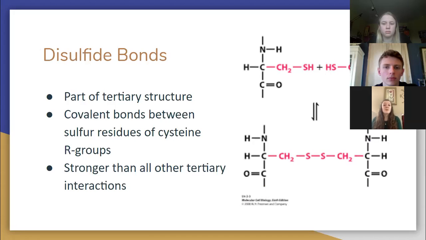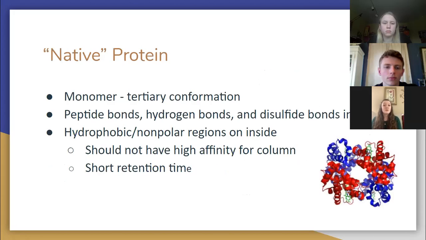Throughout our experiment, we observed 3 different stages of proteins: native, denatured, and reduced. The native protein is in its 3rd stage of formation, and it's also a monomer. All of its bonds, including peptide, hydrogen, and disulfide bonds, are intact. Inside of the structure are the hydrophobic and nonpolar regions. These proteins should have a short retention time and not have a high affinity for the column.